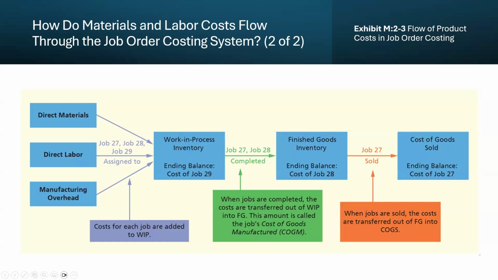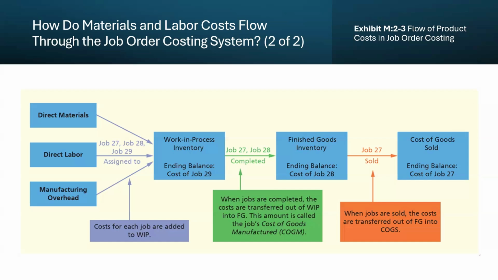Each job's product costs are recorded on individual job cost records, which include direct materials, direct labor, and manufacturing overhead. For the ending balance, the cost of job 29 remains in WIP. Jobs 27 and 28 have been completed, and their costs have been transferred to finished goods and labeled as the job COGM, or the cost of goods manufactured.